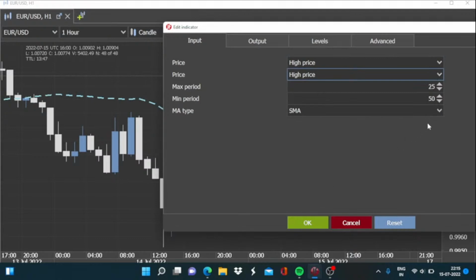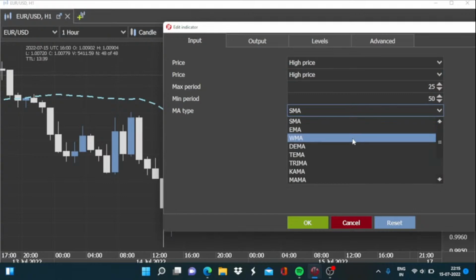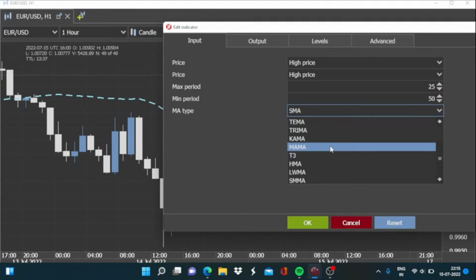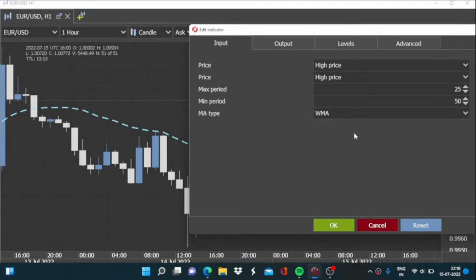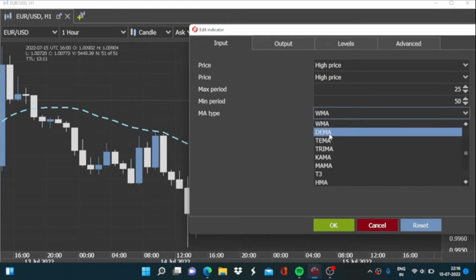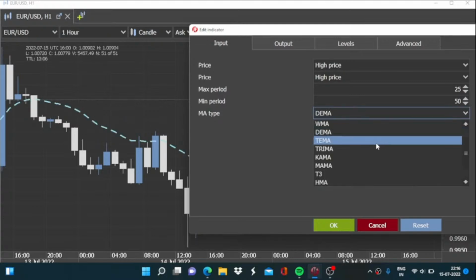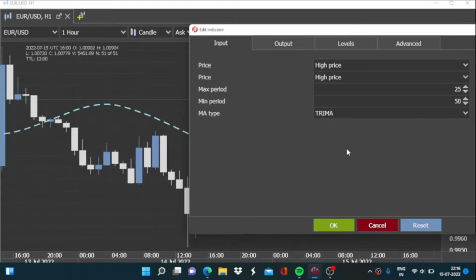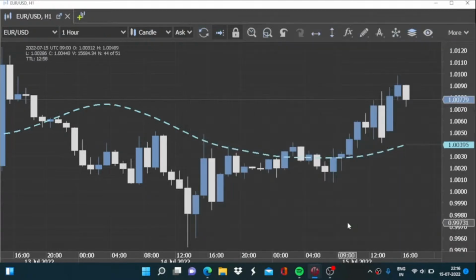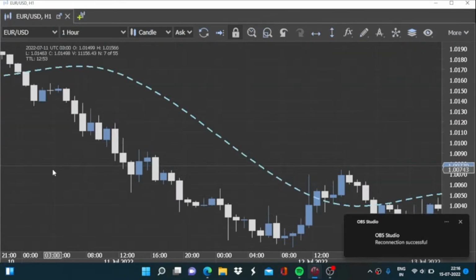All right, now coming to the moving average type, we have all these options provided to us where we can choose one moving average type to define these moving averages. Then you will see accordingly it will respond differently to the price volatility. So all these options you can try one by one, and whatever serves your purpose in the best possible manner, you can go with that option. So this is the triangular moving average, TRIMA.